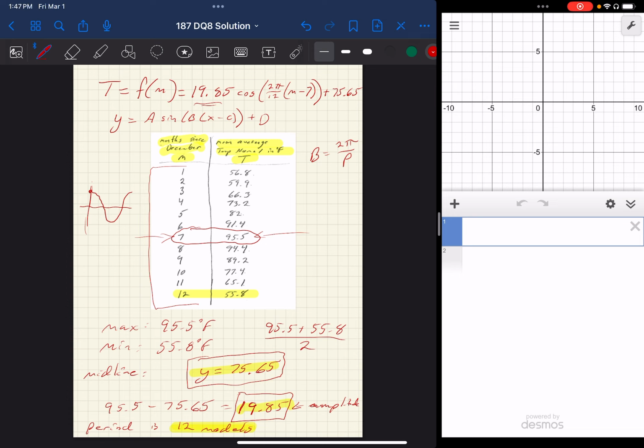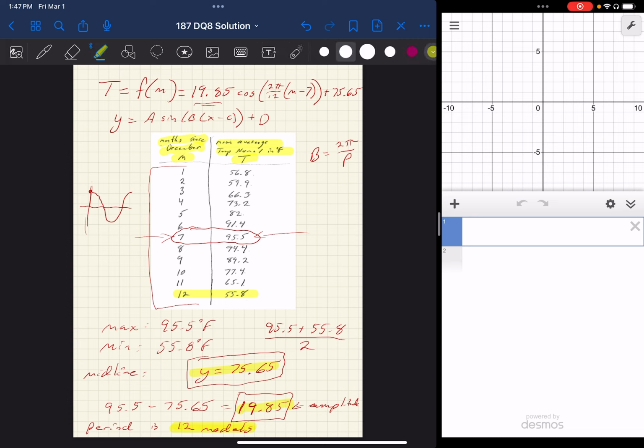And you can check this really quickly. You can say, okay, if M was 7, then I would say M minus 7 is 0. So cosine of 0 is 1. And then 1 times 19.85 is 19.85 plus 75.65 gives me my max value of 95.5. So I know I'm in the right path there.